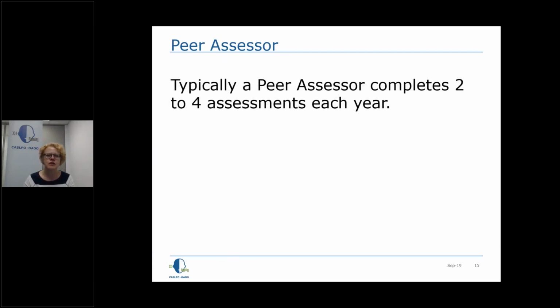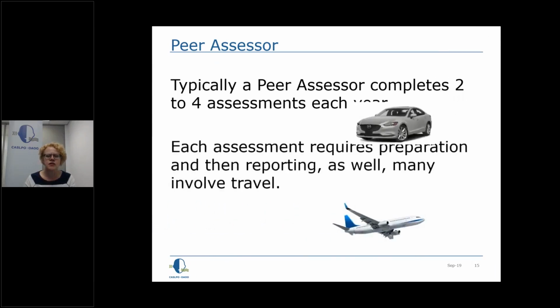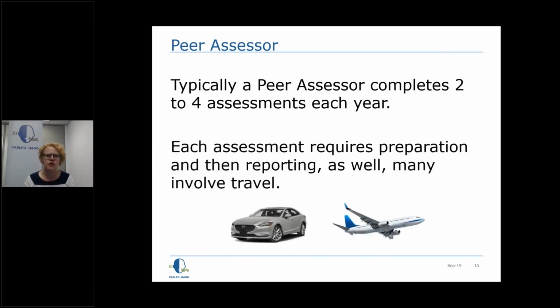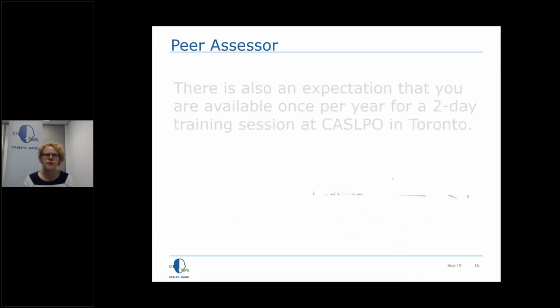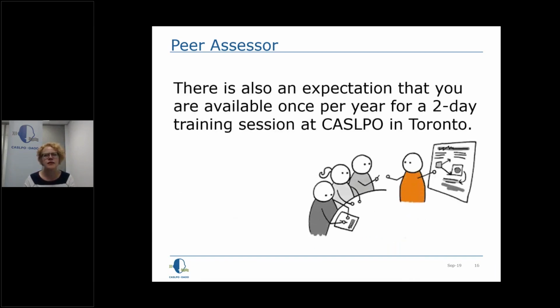Typically, a peer assessor completes 2 to 4 assessments per year. Each assessment requires preparation, then reporting, as well. Many involve travel. There's also an expectation that you are available once per year for 2 days training at the CASAPO offices in Toronto.